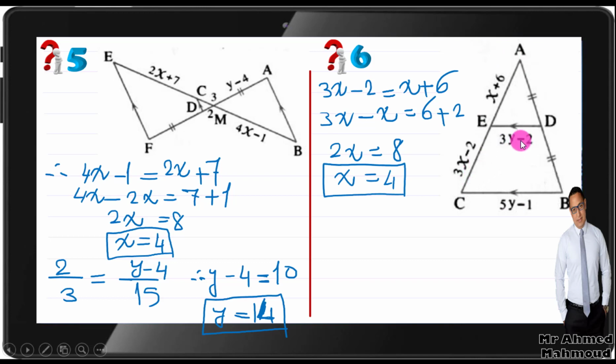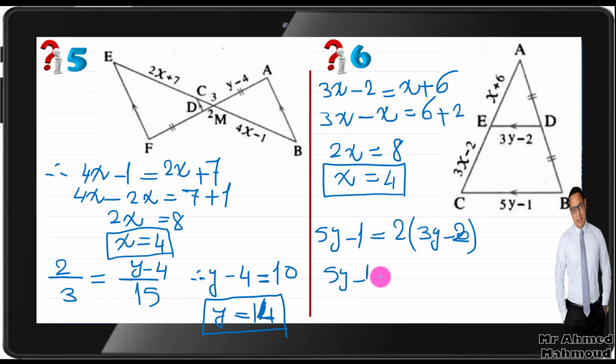How come? Now by looking, E and D are two midpoints, therefore ED equals half BC. Again, ED equals half BC, or BC is double 3y minus 2. So you can solve it in two different ways: ED over BC equals AE over AC, or ED equals half BC, or BC is double ED, and this is the easiest way. So 5y minus 1 equals 2 times 3y minus 2. So 5y minus 1 equals 6y minus 4.